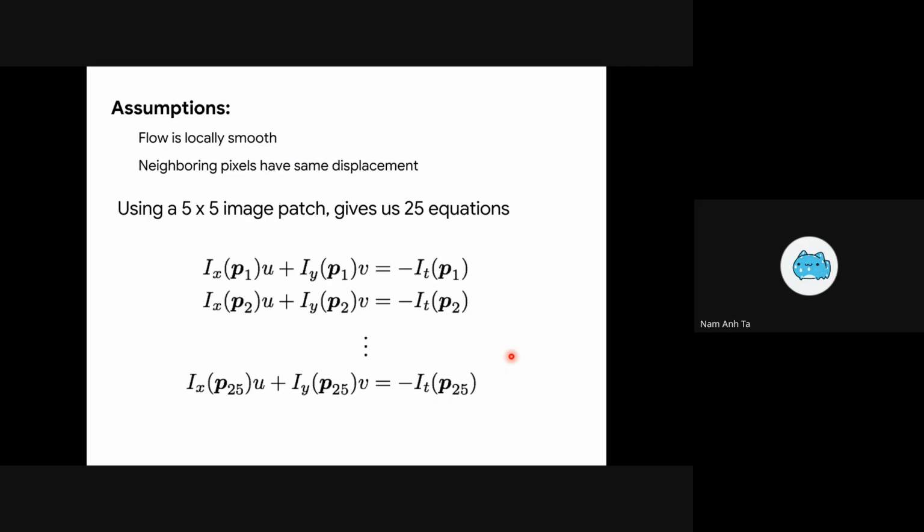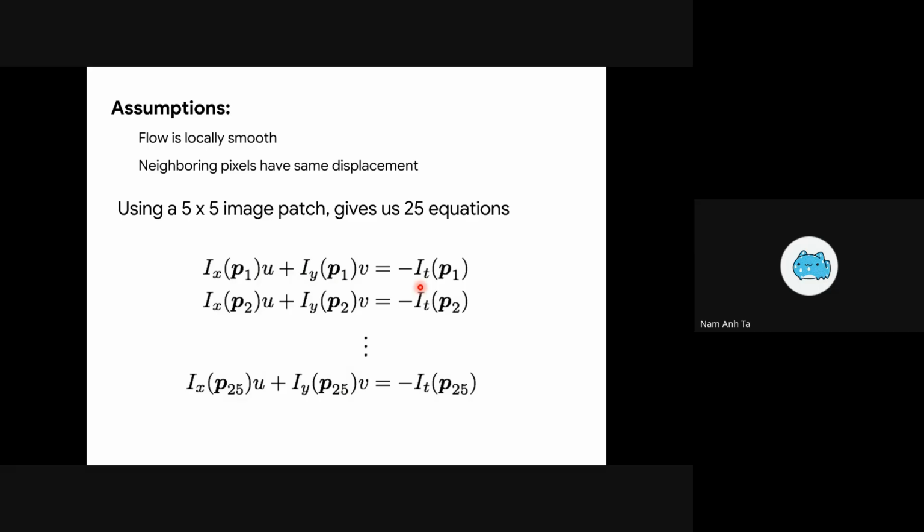So for example, if we have a 5x5 small patch like this, which will have 25 pixels in total, we assume that the optical flow UV of all 25 pixels is the same. Within these 25 pixels, each one has its own brightness, its own brightness gradients, Ix and Iy, and the temporal gradient It, of course.